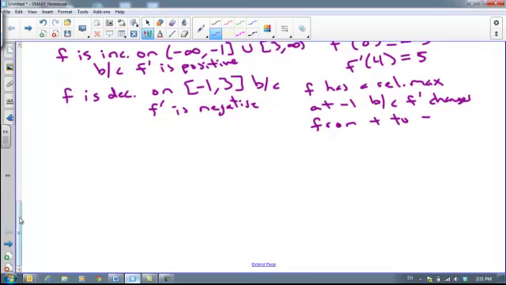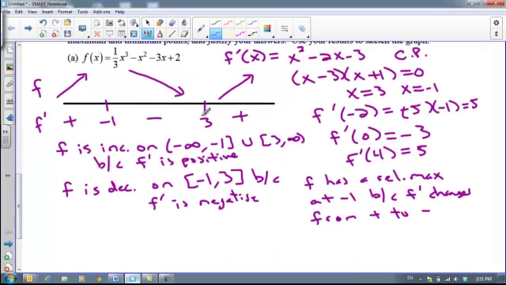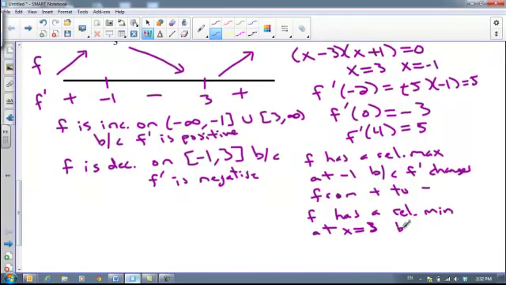Then look back up there. There's another thing that happens. There's a relative minimum at 3. So I can say that f has a relative minimum at x equals 3. I could say at 3 or at x equals 3 because f prime changes from minus to plus, or from negative to positive.